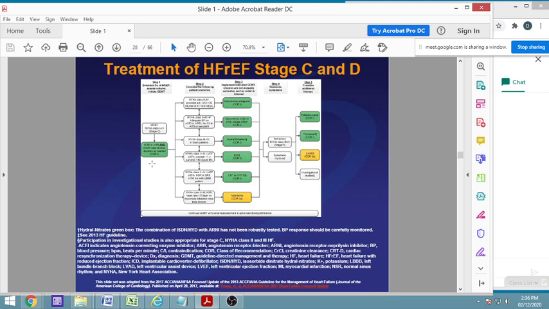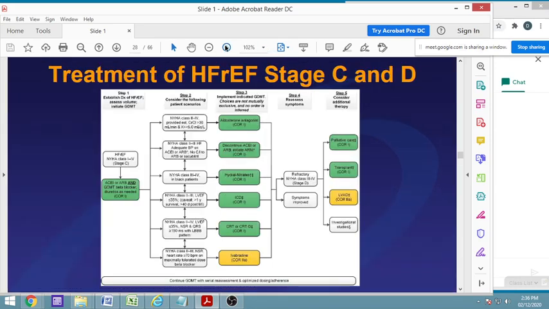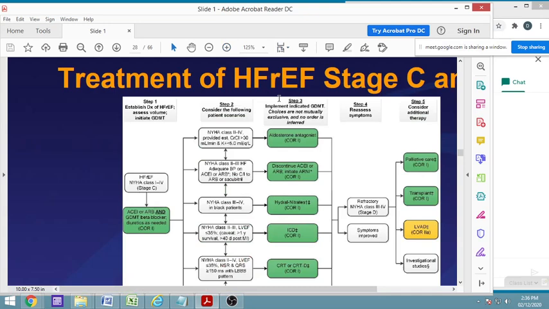Now initially we have given this, then let us see what category it falls into. Let me enlarge it. Now let us go for step 2. If it is falling in class 2 to 4 and the creatinine clearance is better, that is greater than 30, and no renal problem is there, then we can add an aldosterone antagonist. What is an aldosterone antagonist? Spironolactone, we have seen it earlier.